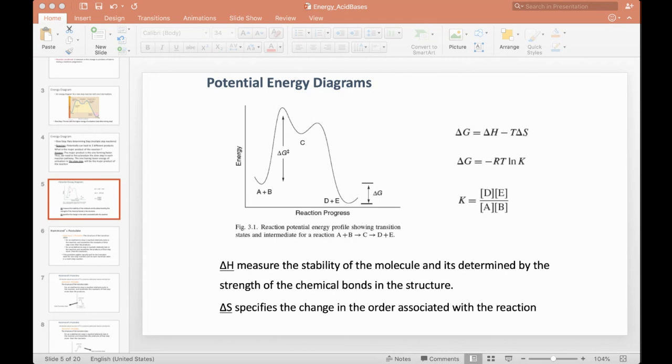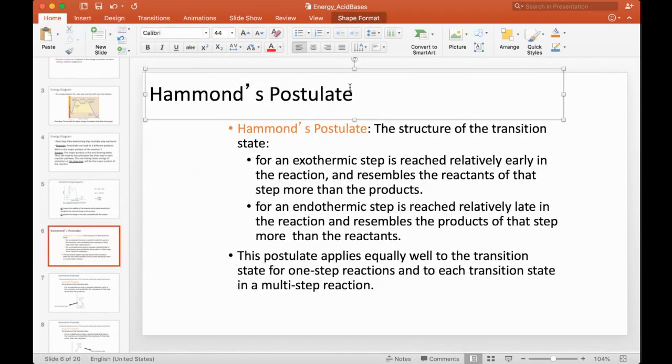Okay, very important to keep in mind. And this brings me to a concept that is really important in chemistry, which is called the Hammond Postulate.